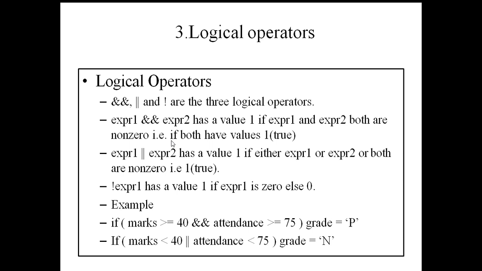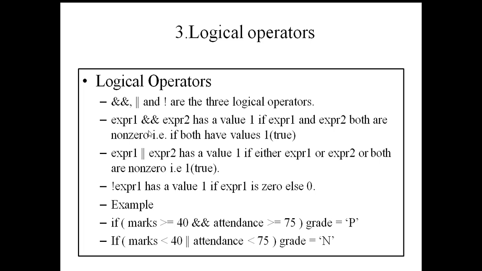Then only their values will be true. Otherwise, their value will become 0. Expression 1 or expression 2 has value 1 if either expression 1 or expression 2, or both, are non-zero, that is 1. So if both are 0, then the result is 0. Otherwise, the result of expression 1 or expression 2 will be non-zero, that is 1, and it is also called true.